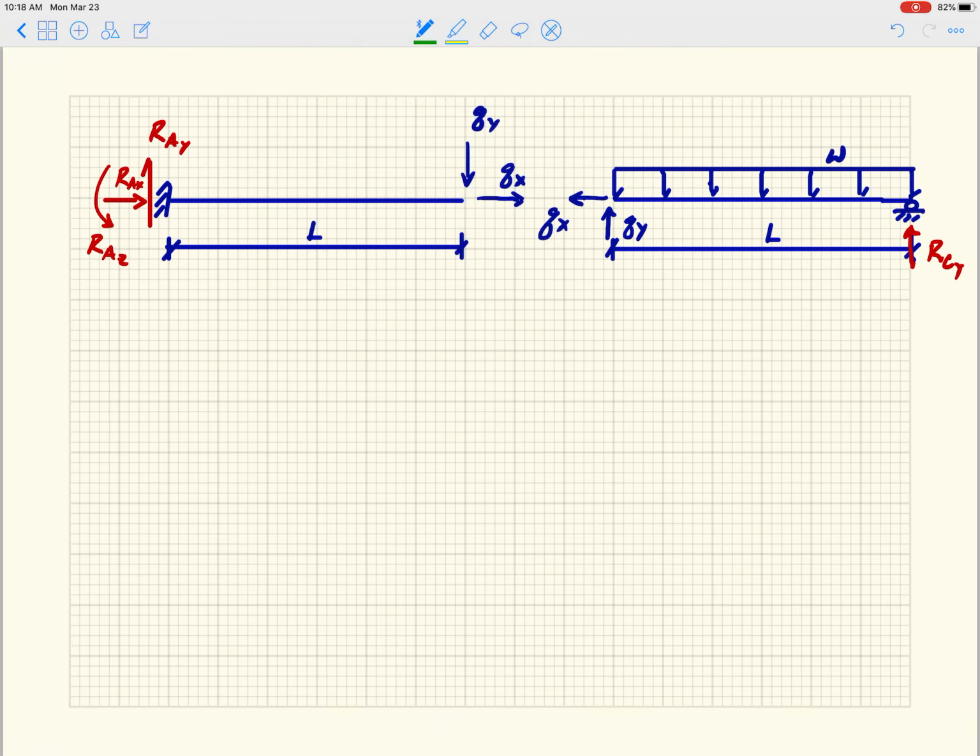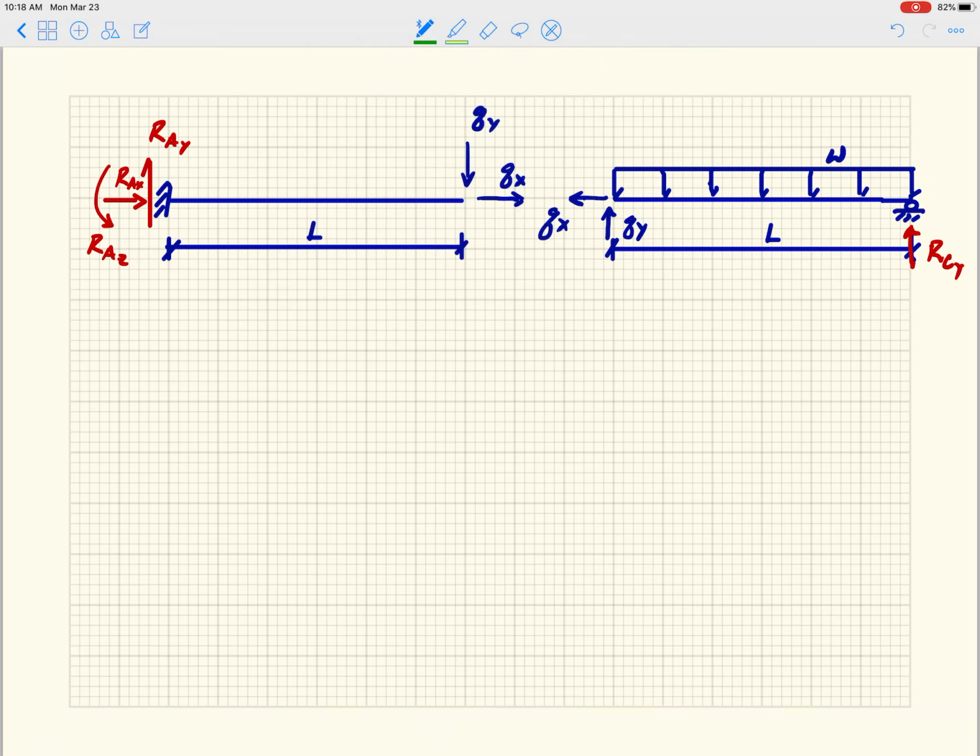RCY is 1. Right, actually, let me count them this way. So that's 1, 2, 3. This is 4, 5. This is 5, 4, because they're exactly the same. And then RCY is 6, right? 6 equations, 6 unknowns, I can solve, right?